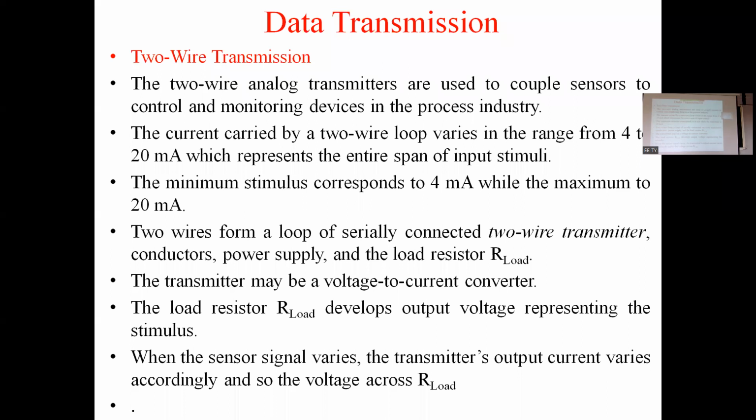Two wire analog transmitter, it can be used to couple a sensor whose output is in the form of analog. It can be transferred to controlling or monitoring equipment in the food processing industry. Right? Now in the figure we will see why it is called two wire transmission.